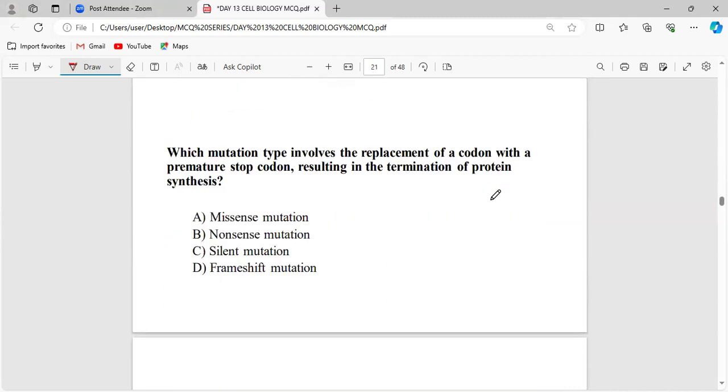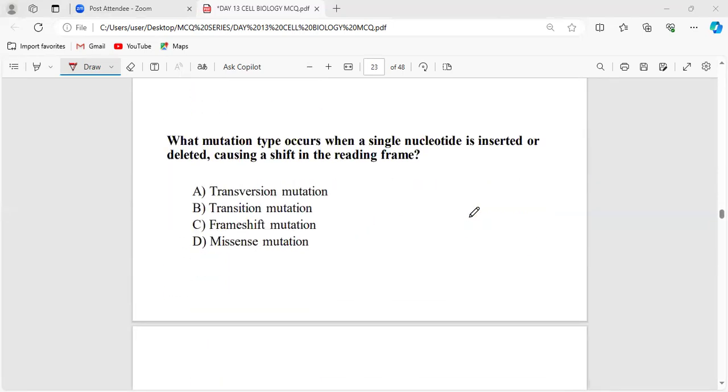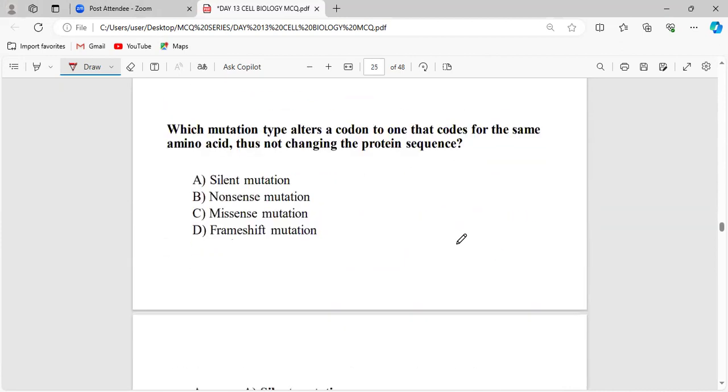Which mutation type involves the replacement of a codon with a premature stop codon, resulting in termination of protein synthesis? Here, the protein synthesis has been terminated. And what is the type of mutation asked here? That will obviously be a nonsense mutation. Okay. What mutation type occurs when a single nucleotide is inserted or deleted, causing a shift in the reading frame? Once again, it will be the frame shift mutation.